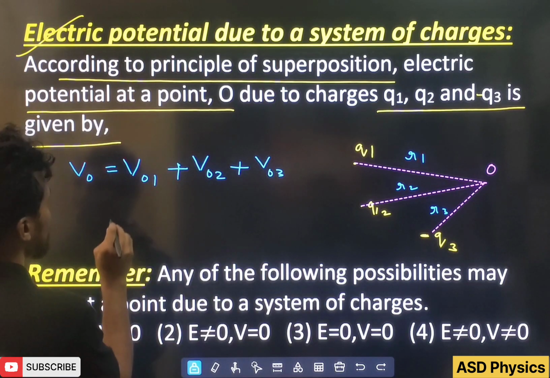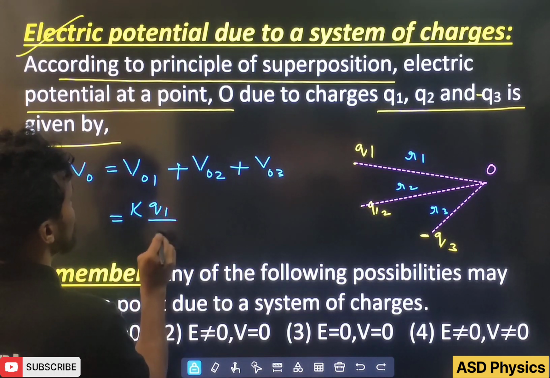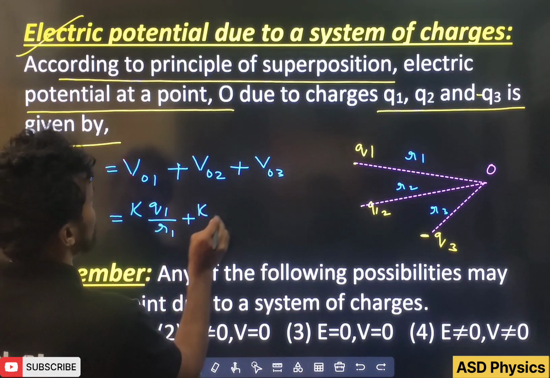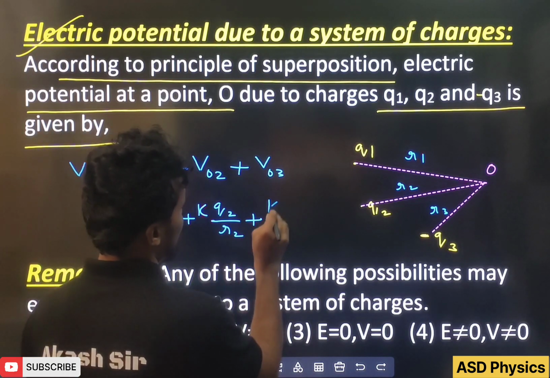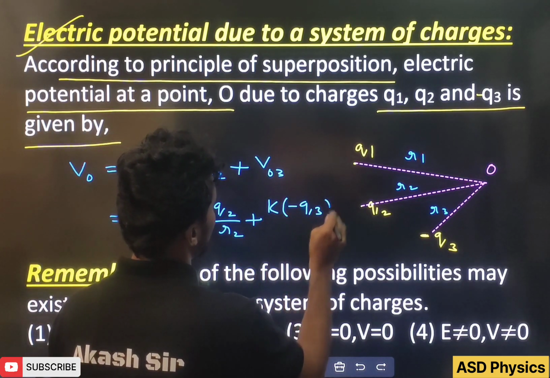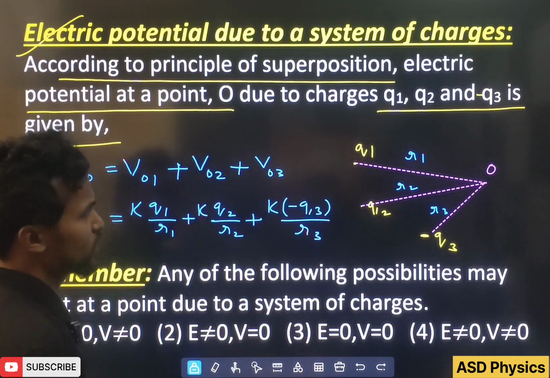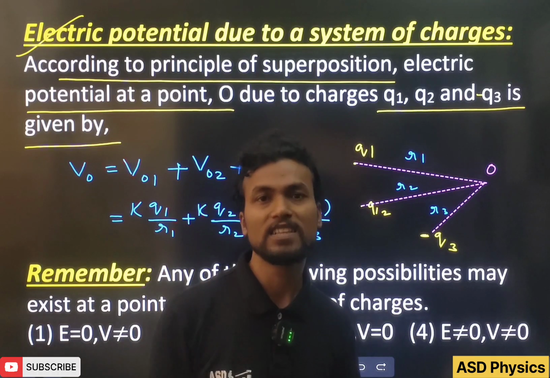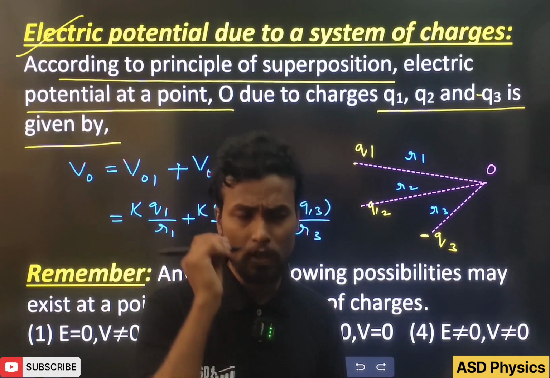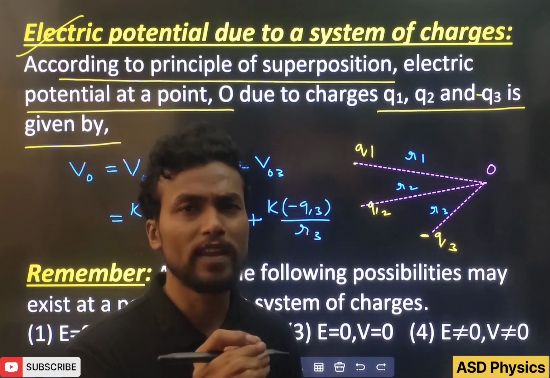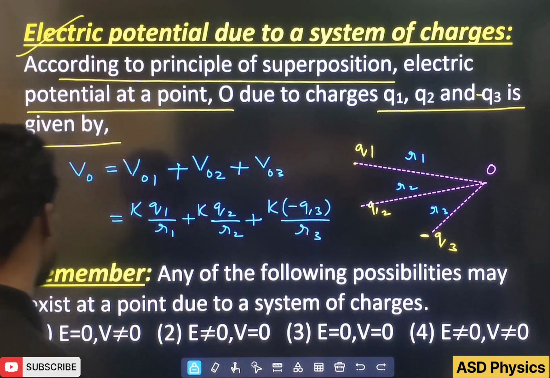Okay, students, if I write the values also, I can tell very well: KQ1 by R1 plus KQ2 by R2 plus K(minus Q3) by R3. Okay, so this is the potential. Now students, at point O potential is there, and at point O electric field will also be there. Whenever any point is there in electrostatics, its electric field is defined and its potential is also defined. But you have to remember one thing.